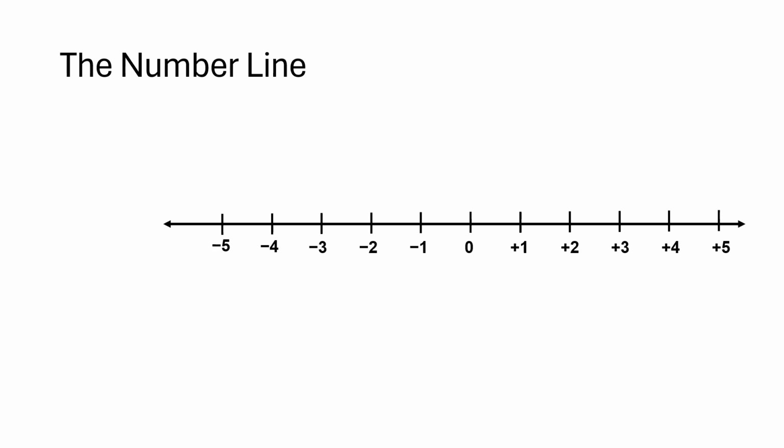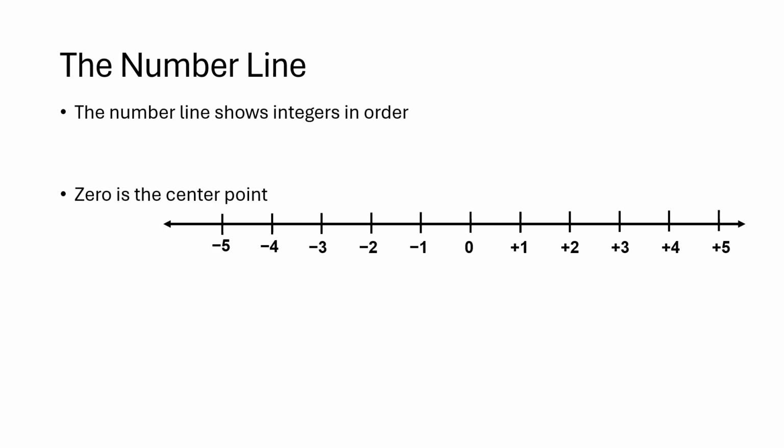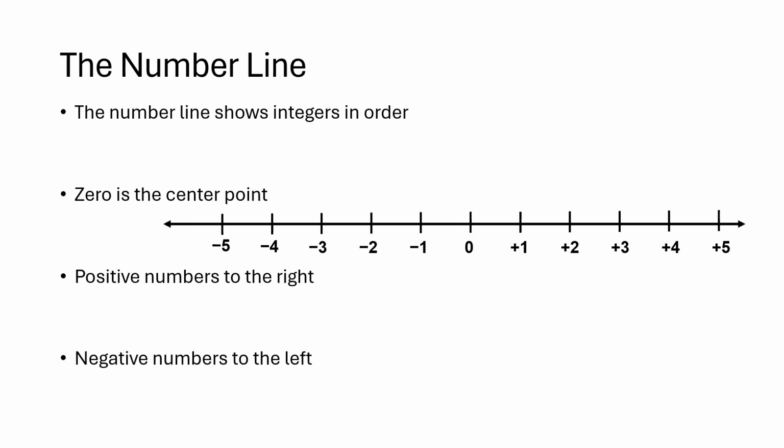The number line is one of the best ways to see integers in order. It lays out every integer from left to right. Right in the middle we have 0. 0 is our center point. It separates the positives from the negatives. All positive numbers are to the right of 0, and all negative numbers are to the left of 0.